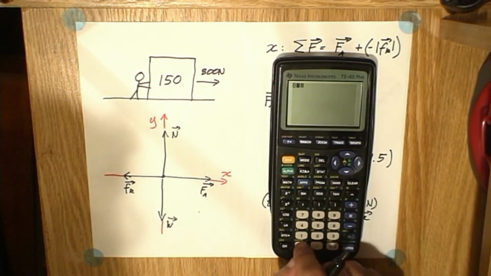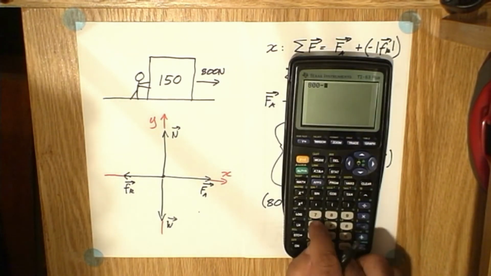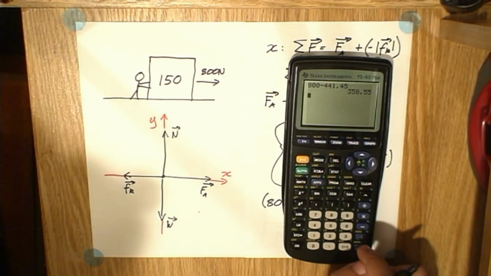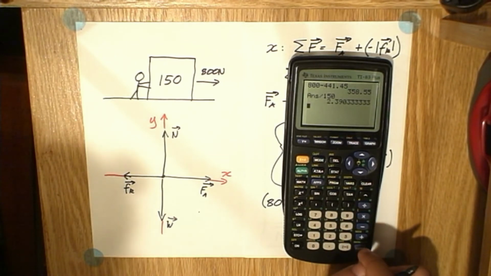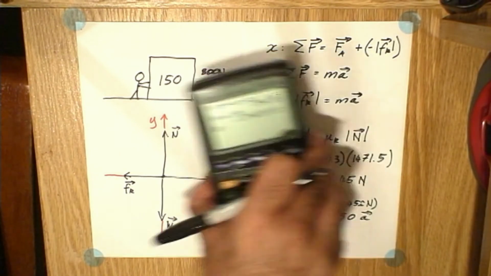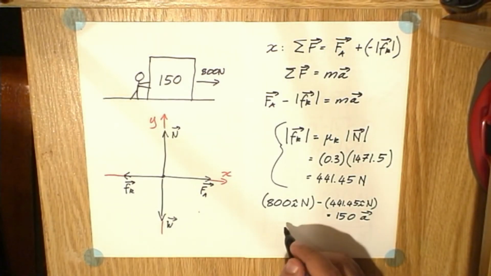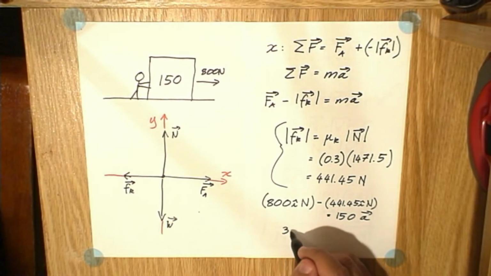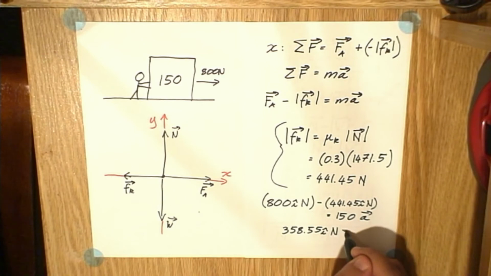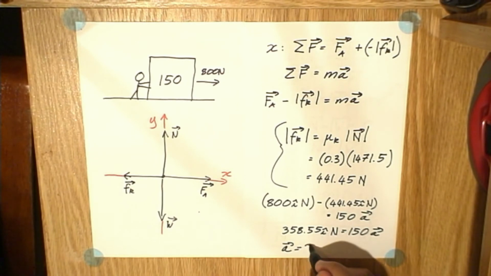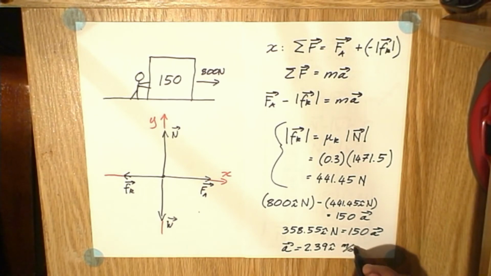So, 800 minus 441.45 is equal to 358.55, divided by 150 is 2.39. So that's our acceleration. I could write out this calculation a little bit more explicitly if you like. 358.55 i hat newtons equals 150 times acceleration. So acceleration is equal to 2.39 i hat meters per second squared.